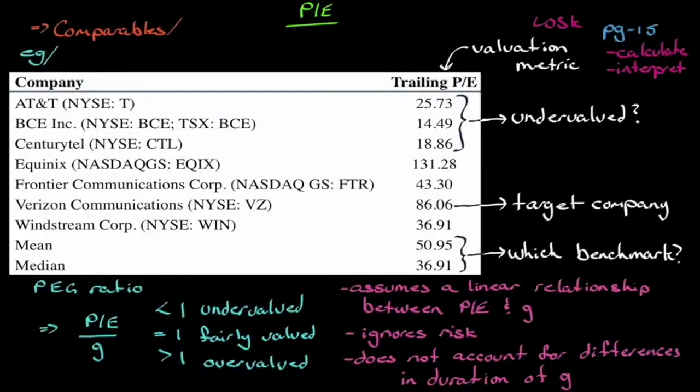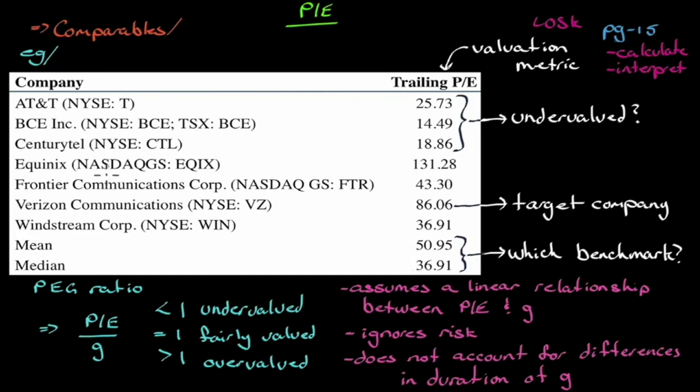So let's look at an example, and we'll use this screen and the next screen to play out the example in full. But let's say that we've selected a number of companies in the telecom sector, AT&T, BCE, you can see them all here all the way down to Windstream. 1, 2, 3, 4, 5. We have 7 in the peer group. We have a mean trailing PE, that's our valuation metric here, and we have a median PE. So one of the things we can point out here is which one should we use, 50.95 or 36.91?